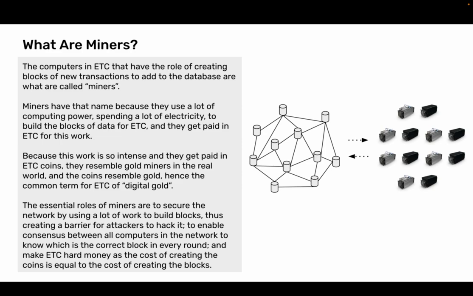What are miners? The computers in ETC that have the role of creating blocks of new transactions to add to the database are what are called miners. Miners have that name because they use a lot of computing power, spending a lot of electricity, to build the blocks of data for ETC, and they get paid in ETC for this work. Because this work is so intense and they get paid in ETC coins, they resemble gold miners in the real world, and the coins resemble gold, hence the common term of ETC as digital gold.